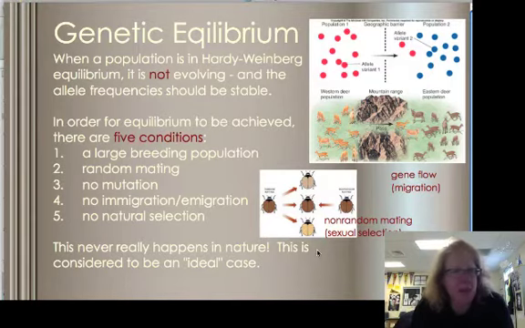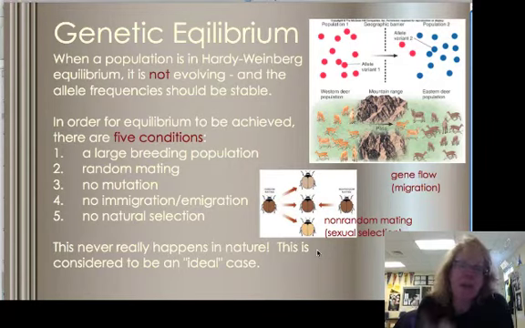In order for equilibrium to really happen in the real world, which pretty much never happens in the real world, but for it to happen, there have to be 5 conditions. Number 1, you have to have a really large population. Large populations keep that randomness kind of in check, and make sure that things stay pretty common.